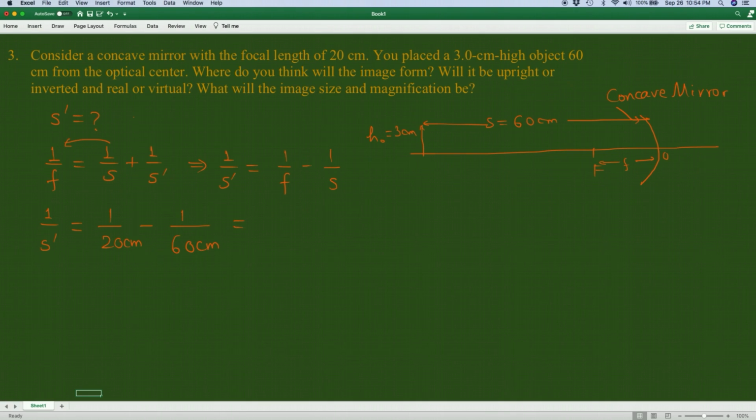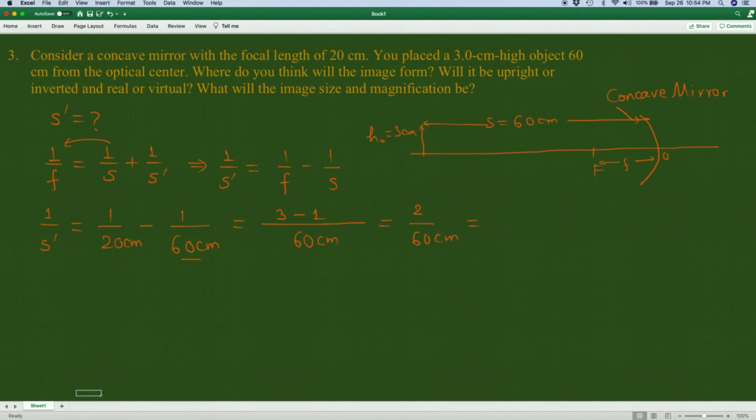Okay, so at this point you can use your calculator. You can just divide 1 by 20 and then divide 1 by 60, subtract one from the other, and then take the reciprocal of your answer. But I'm going to do a little bit of math here. The least common denominator is 60 centimeters, and to get 60 centimeters I need to multiply this by 3, so I put 3 here, and to get 60 centimeters I need to multiply this by 1, so that's 1, and 3 minus 1 is 2, over 60 centimeters.